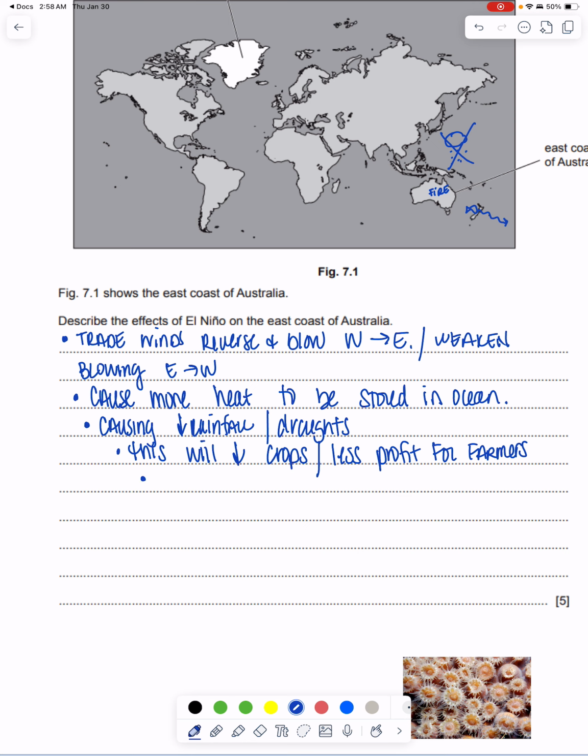Because of less rain, I'm just putting in parentheses so that you're still following it. We'll have an increase in forest fires. You can also refer to it as wildfires. And if we don't have rain, we're not having storms. So, to us, that's good weather. That means there's going to be higher air pressure.